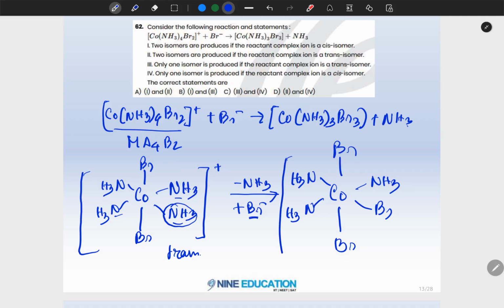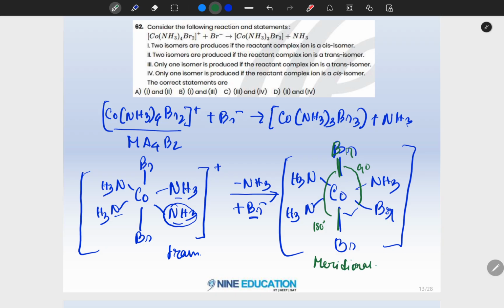This is the resultant complex. So clearly we are able to see the bond angle between these two is 90 degree. Similarly, the bond angle between these two is also 90 degree. But the bond angle between these two bromine which are present in the axial position is actually 180 degree. So this is actually the meridional isomer, right?